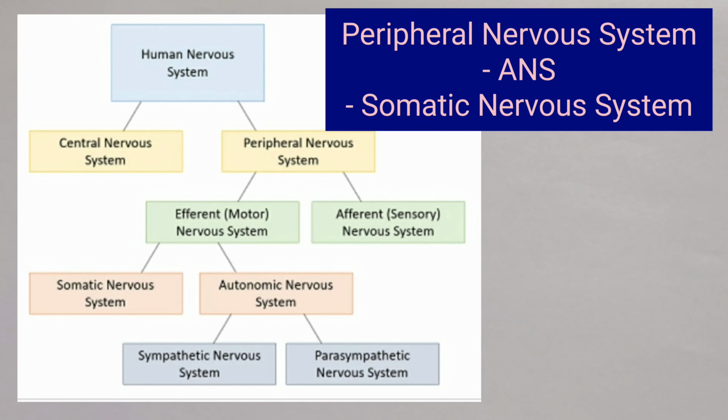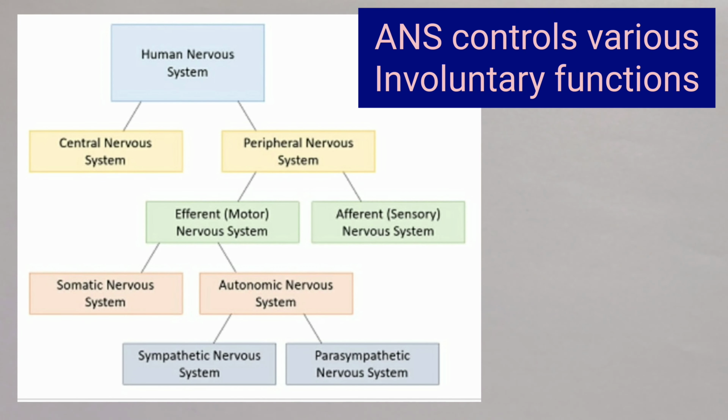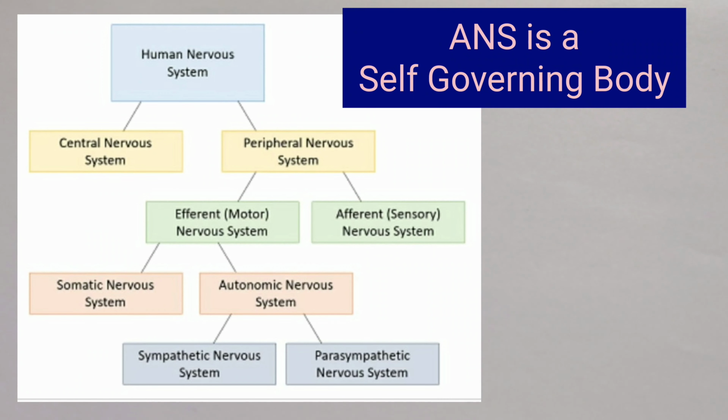The autonomic nervous system controls various involuntary body functions such as breathing, blood pressure, heartbeat, dilatation and constriction of blood vessels, and small airways in the lungs called bronchioles. So the autonomic nervous system is a control system that acts largely unconsciously, that is, it is not under voluntary control. Therefore, it is termed auto, that is self, and nomos, that is governing. So it is a self-governing body.